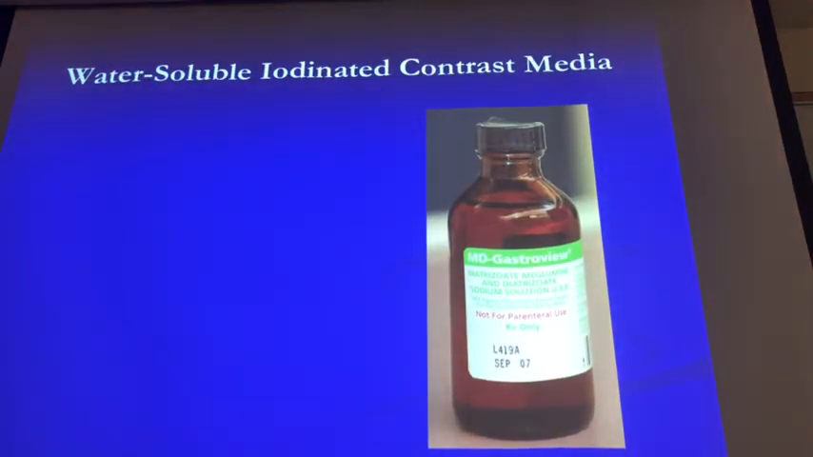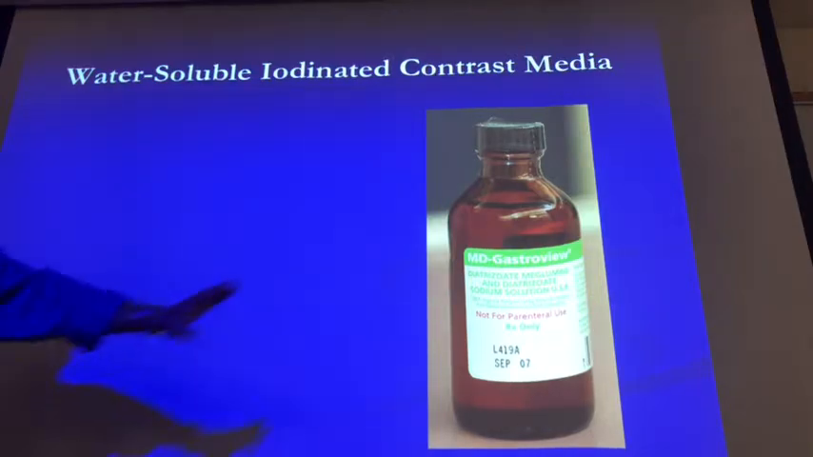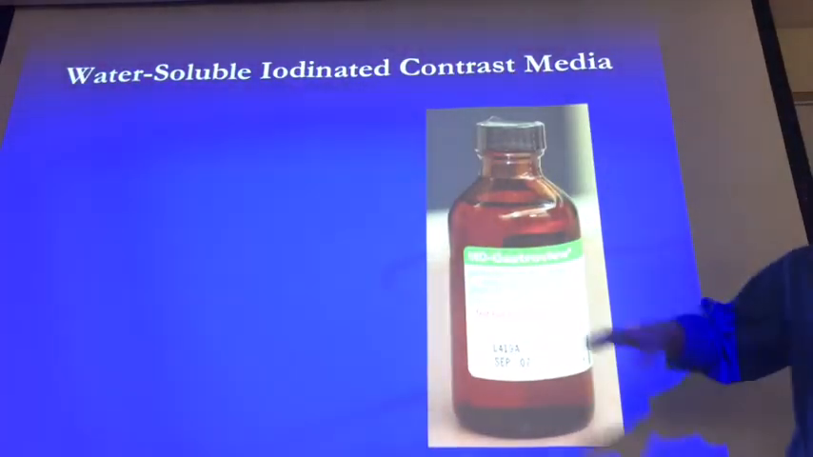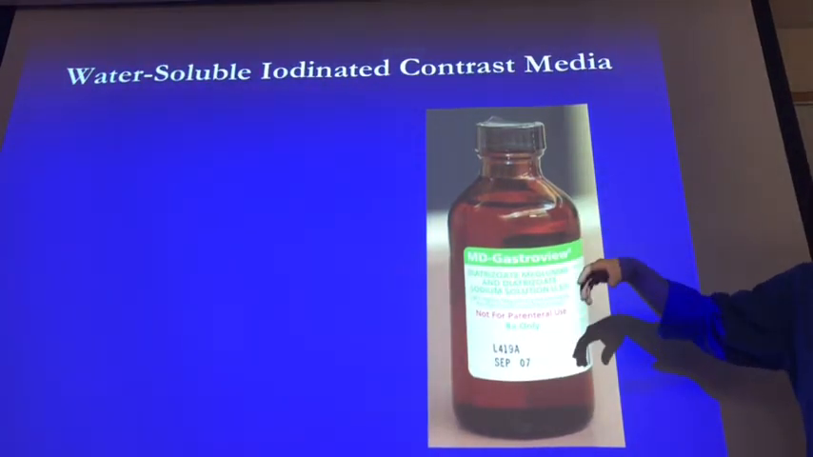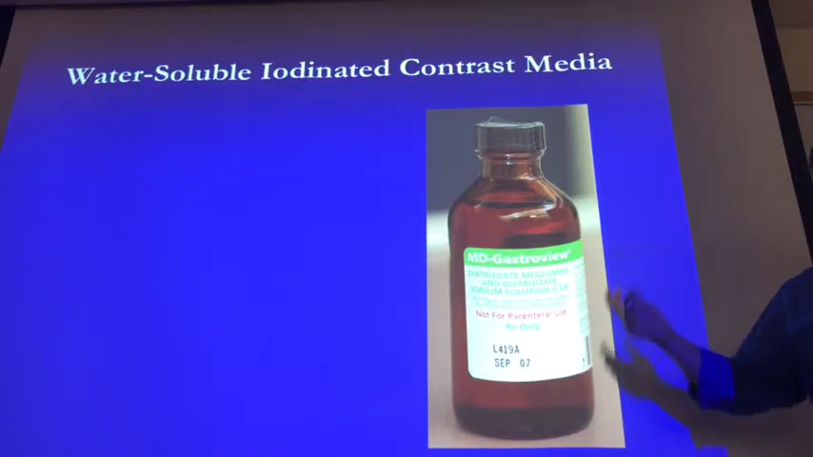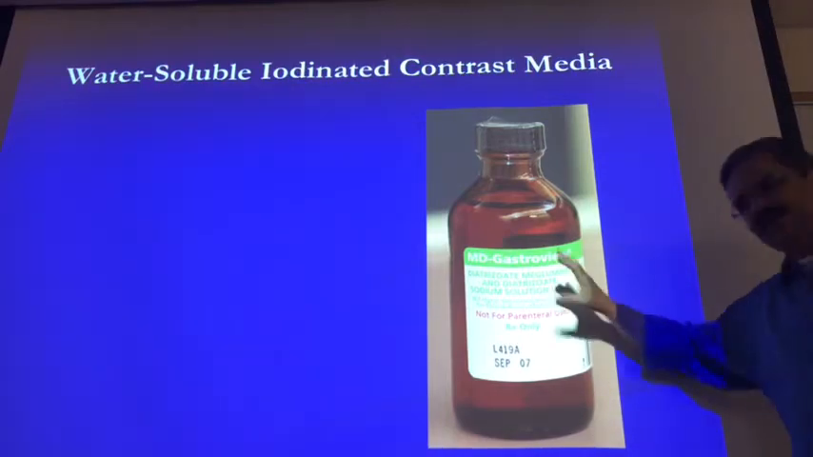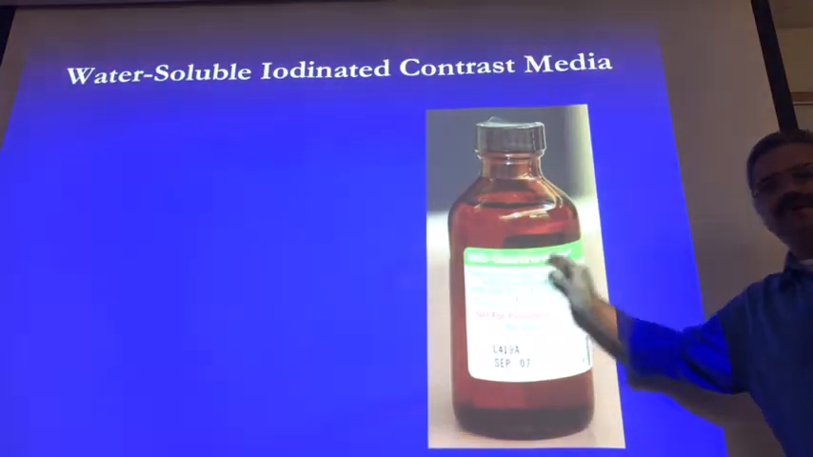All right, now let's talk about, so we're done with barium. So now let's talk about iodine. Okay? Iodinated contrast media. This is just a brand. This is just an example I'm showing you. In this case, it's called Gastroview. Other brands call it Gastrovis, or Gastrographin. There are different names given by different brands.